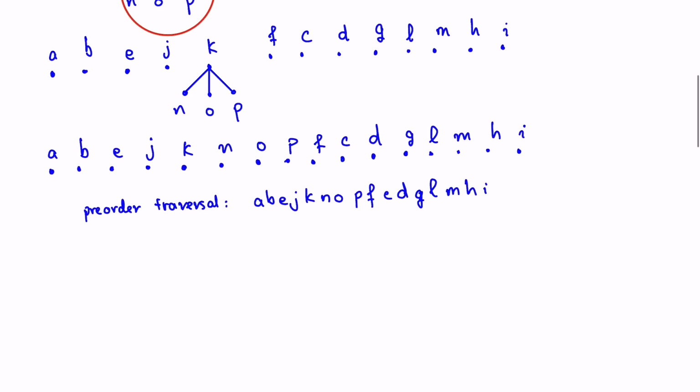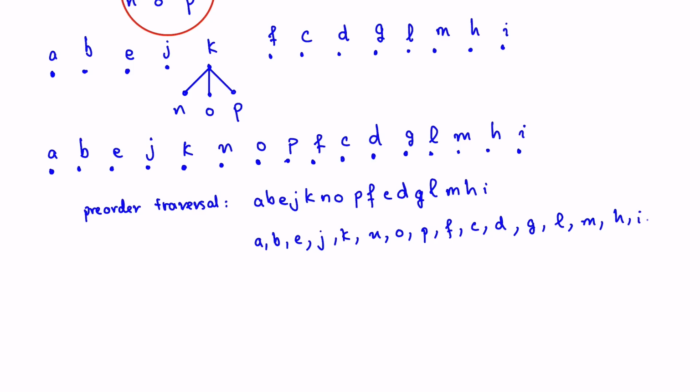Or you can put a comma between the letters. You can write the answer like this: A, B, E, J, K, N, O, P, F, C, D, G, L, M, H, I. With this type of answer, it's a little bit easier to read the letters because they are separated by commas.